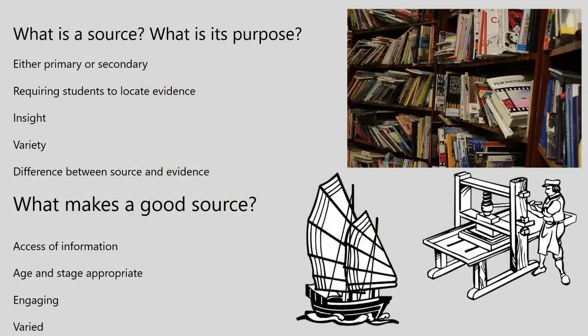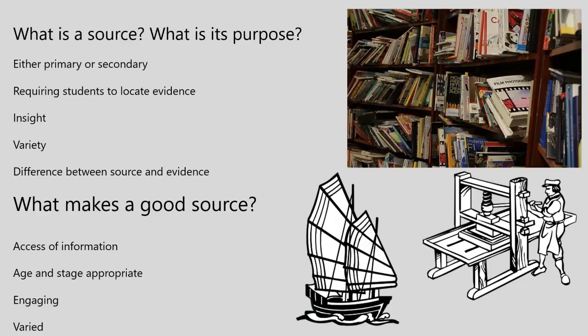So what is a source and what is its purpose? Well, a source is either going to be primary or secondary, and since we're teaching students how to be historians, they need to be able to locate evidence and be able to interpret that evidence, and we need to be teaching them how to do that as well. Historical sources need to provide insight into a certain time, event, or person. And there are many different types of sources that you can use, but you need to have a variety to keep it interesting and engaging.